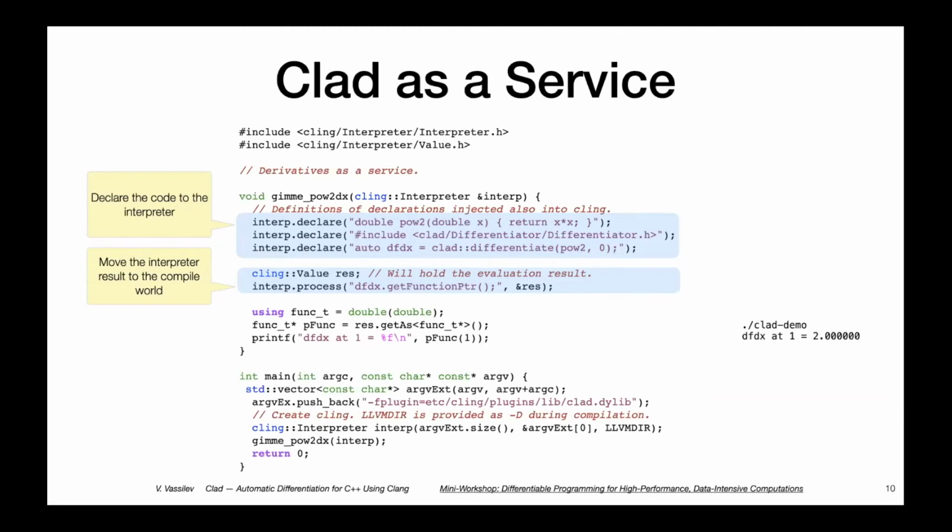So the result here, res, will contain the function pointer to the newly generated derivative. And here I'm going to just print it. dfdx at 0.1 is 2. And then you can see on the right-hand side, the example that this is statically compiled. That is a binary, which depends on, of course, the interpreter and the automatic differentiation plugin, but it can be compiled and run with your favorite compiler and on your favorite platform.